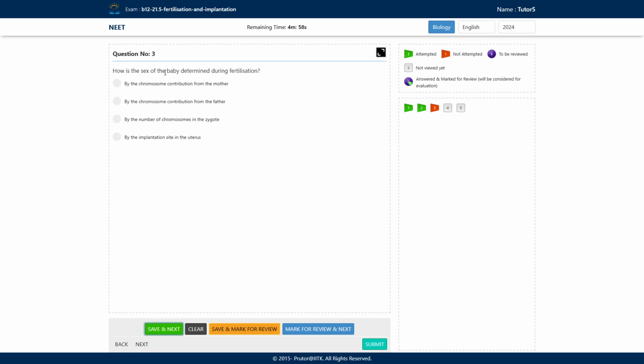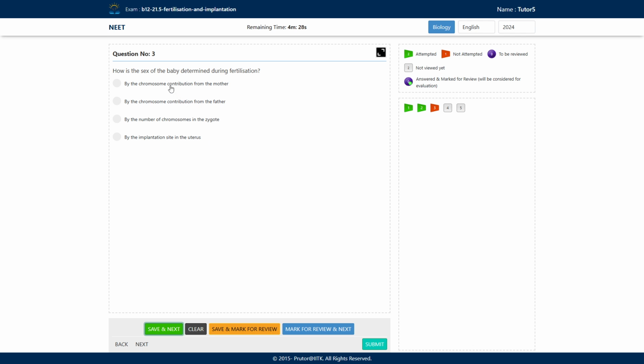Next question: how is the sex of the baby determined during fertilization? Okay, so who determines the sex of the baby? You know that males have XY chromosomes and females have XX chromosomes. So males will form two kinds of gametes. They are heterogametic. Females will form only one kind of gamete. They are homogametic. In males, half of the sperms will carry the X chromosome, half will carry the Y chromosome. In females, all the eggs will carry the X chromosome only. So keeping this in mind, you have to answer the question.